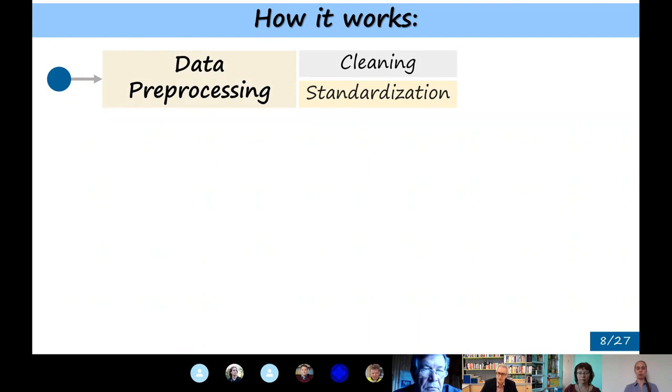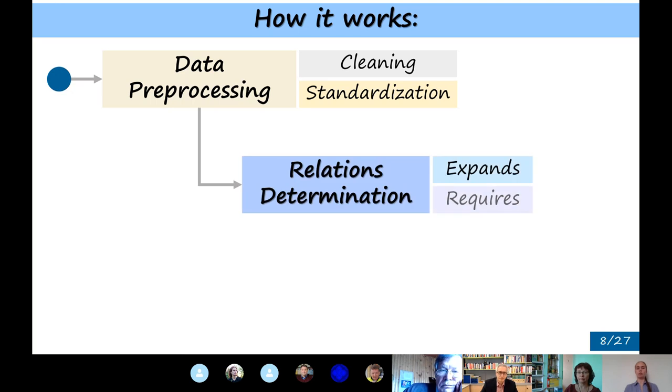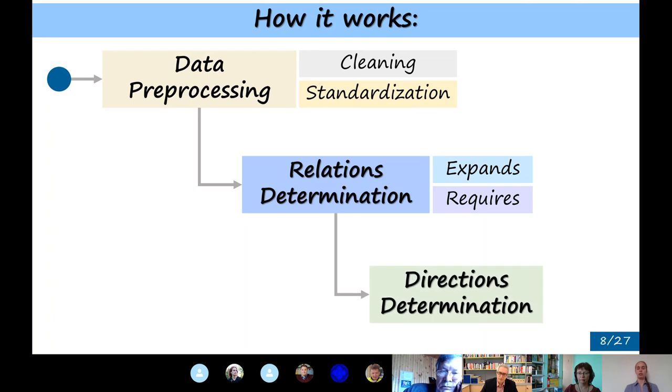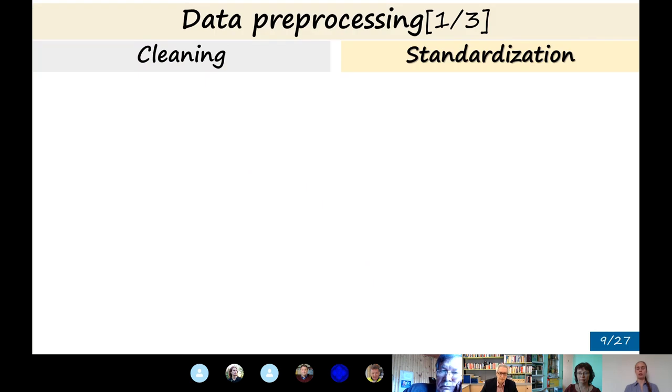How does it work? The first step is data preprocessing. I need to clean and standardize learning outcomes. Then I can try to determine relations of two types, expands or requires. And finally, determine directions between learning outcomes. Let's take a deeper look at each of these steps.